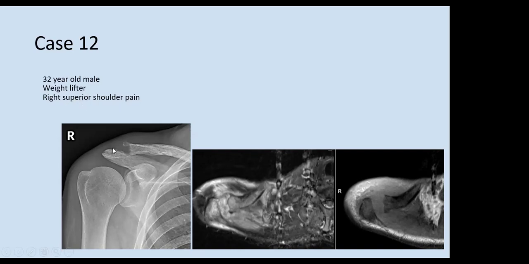On the radiograph, we see there's bony resorption of the lateral end of the right clavicle. We see widening of the acromioclavicular joint. On MRI scan, we see widening of the joint, bony resorption of the clavicle, edema in the bones.